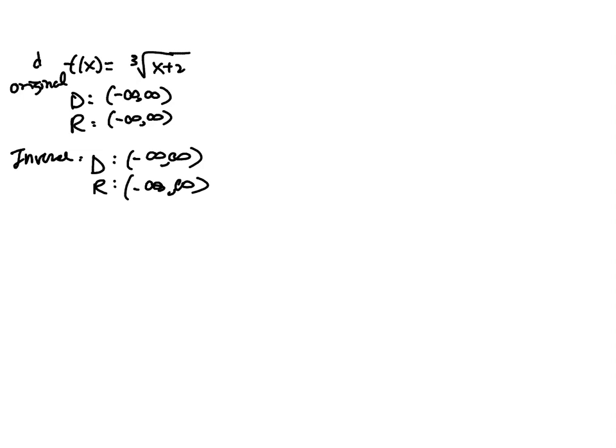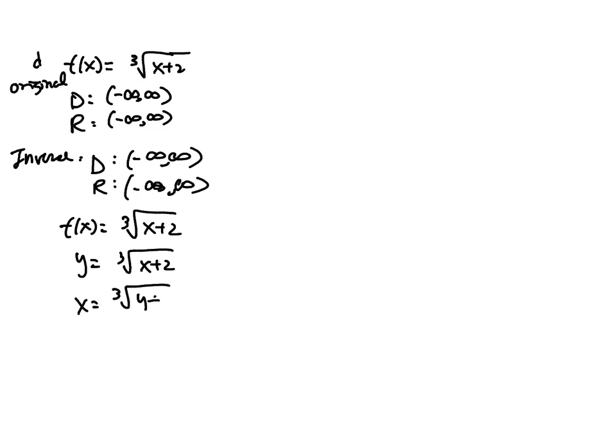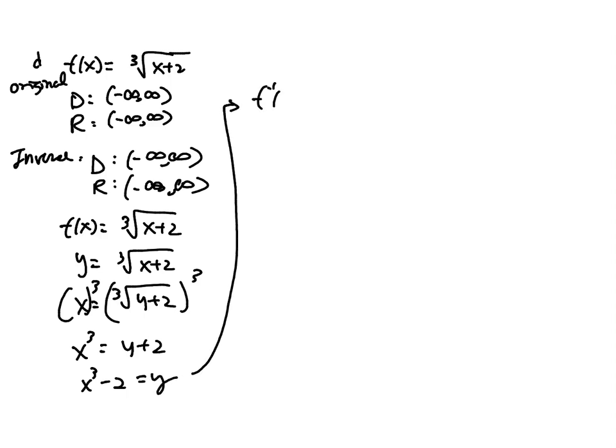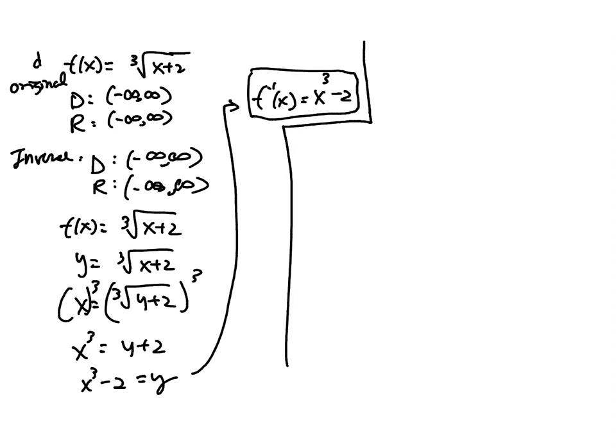Alright, so here we go. F of x equal cube root of x plus 2. So which means y equal cube root of x plus 2. So x equal cube root of y plus 2. Solving for y, cube both sides. X cubed is y plus 2. So x cubed minus 2 equal to y. Inverse function of x is x cubed minus 2. Alright? Okay.